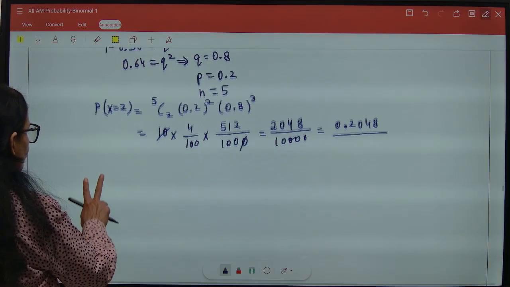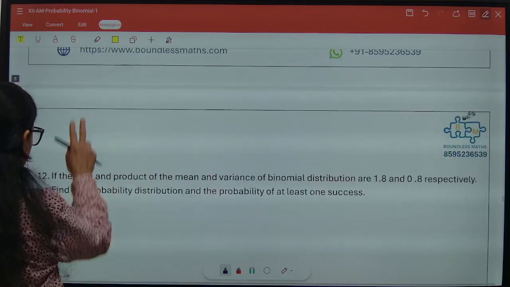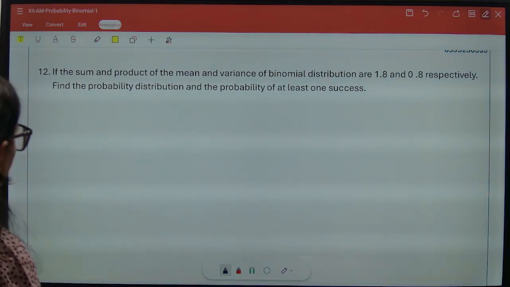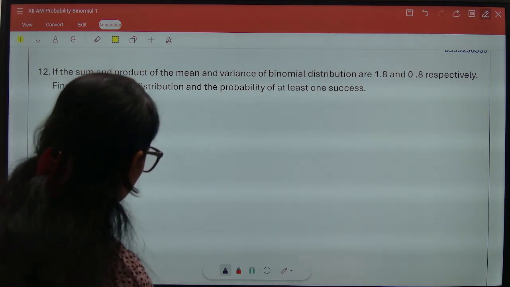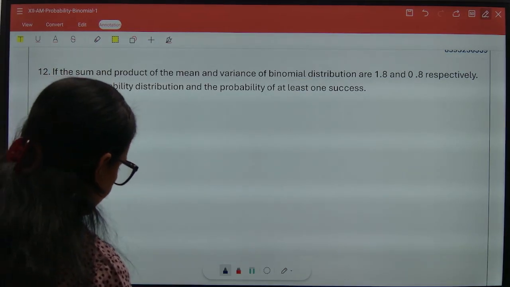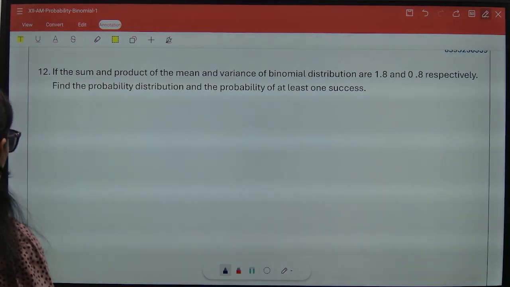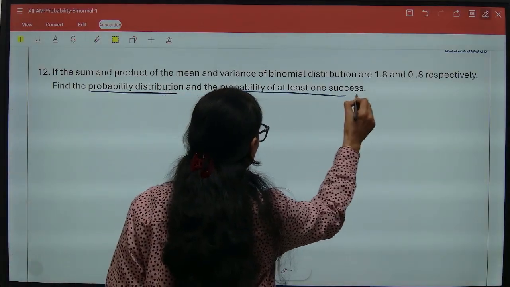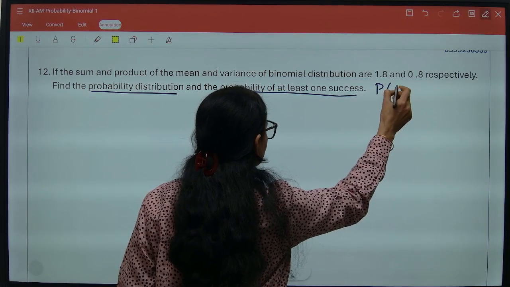Okay, great. So let's move to the next question. It says if the sum and product of the mean and variance of a binomial distribution are 1.8 and 0.8 respectively, find the probability distribution and the probability of at least one success. So you need to create the probability distribution table also and the probability of at least one success.